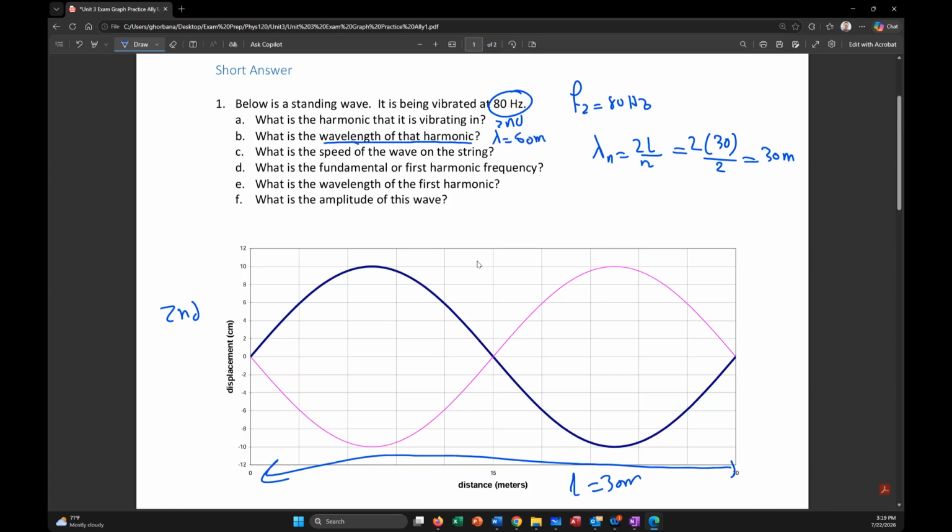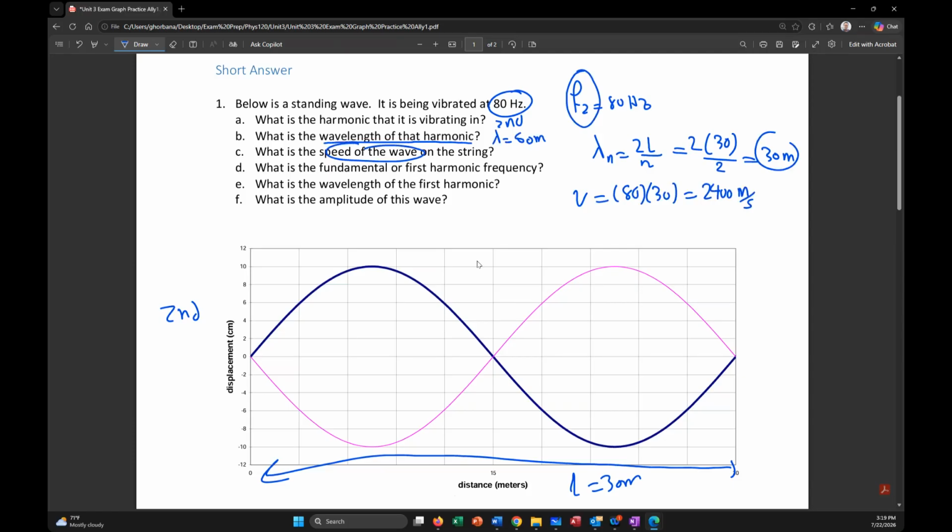What is the speed of this? There you go. For speed, we just need to multiply the frequency of that harmonic with the wavelength of that harmonic. What is the frequency? 80. What is the wavelength? 30. 30 times 80 is going to be 2400 meter per second.